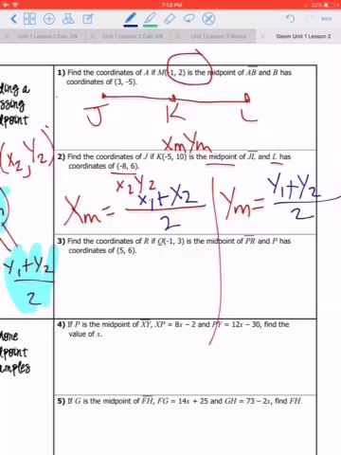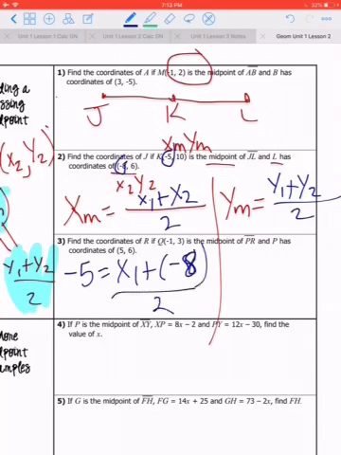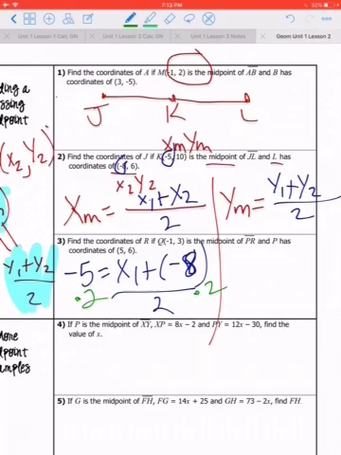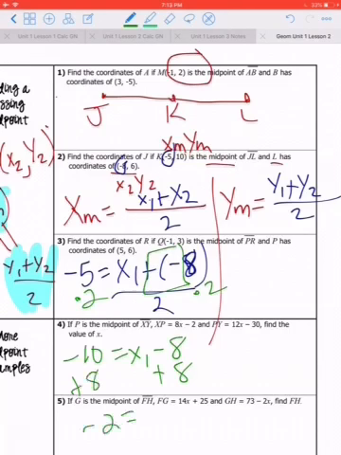Now, we know that x2 is -8, and x from the midpoint is -5, so let's plug all those in. -5 equals x1 plus -8, or you can write -8 right away if you want, all over 2. And I'm going to go ahead and finish solving this, so times by 2 on both sides, -10 equals x1 minus 8, so I just add 8, and -2 is x1. Okay?